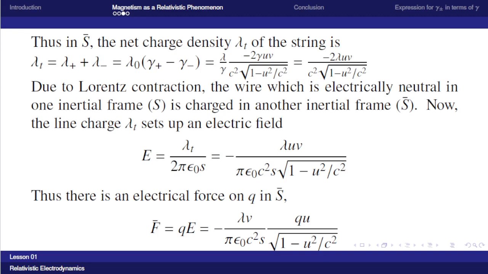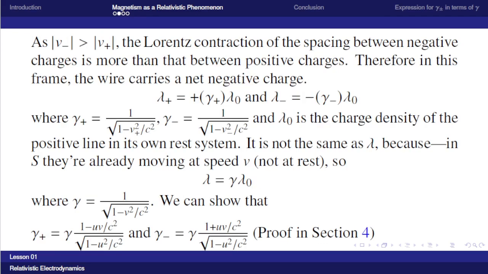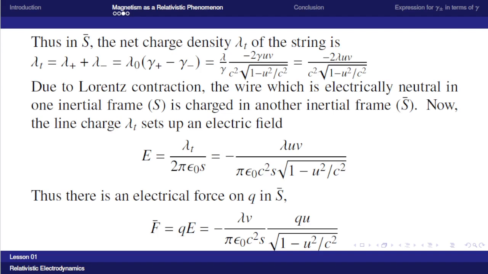So we see that gamma plus plus gamma minus will be equal to minus 2uv by c square. This 1 and 1 get cancelled. The remaining will be gamma into minus 2uv by c square into root of, so minus 2 gamma uv by c square root of 1 minus u square by c square. So gamma and gamma get cancelled. The remaining will be minus 2 lambda uv by c square root of 1 minus u square by c square.